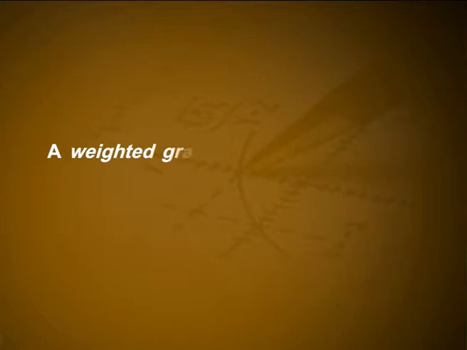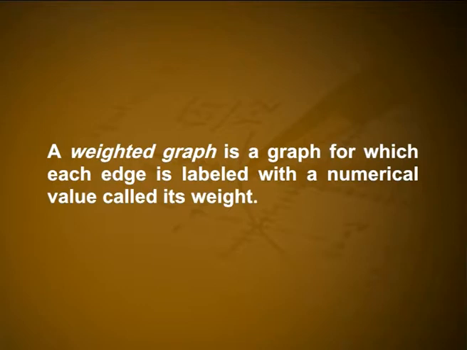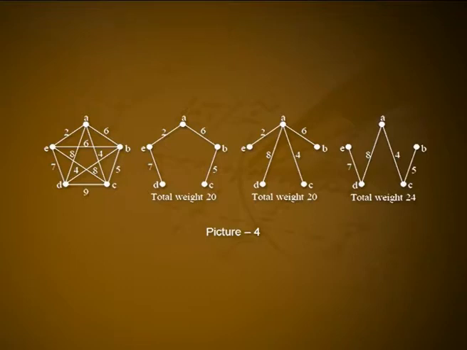Definition 2. In many applications of symmetric connected relations, the undirected graph of the relation models a situation in which the edges as well as the vertices carry information. A weighted graph is a graph for which each edge is labeled with a numerical value called its weight. Minimum spanning trees. The figure shows a number of possible spanning trees for the graph shown. The first two have a total weight of 20 and the third one has a total weight of 24. Definition 2. A minimum spanning tree in a connected weighted graph is a spanning tree that has the smallest possible sum of the weights of its edges.